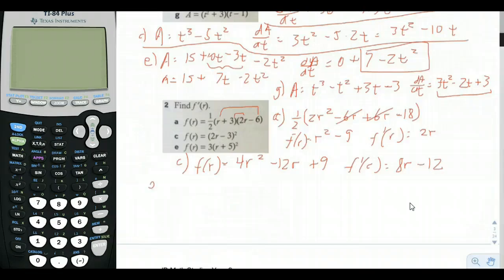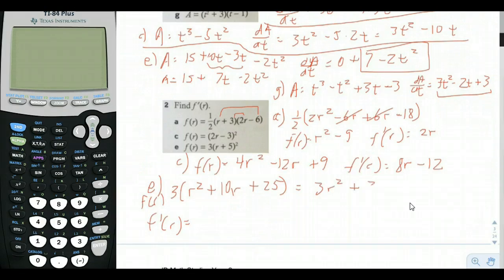All right, e. So f of r equals 3 times r plus 5 squared. Now we just multiply that all out so that we can take the derivative. And then when we take the derivative of this, that's f of r. When we take the derivative, f prime of r, first let's multiply everything out. We need to multiply everything out because we do not know how to take the derivative of a product.